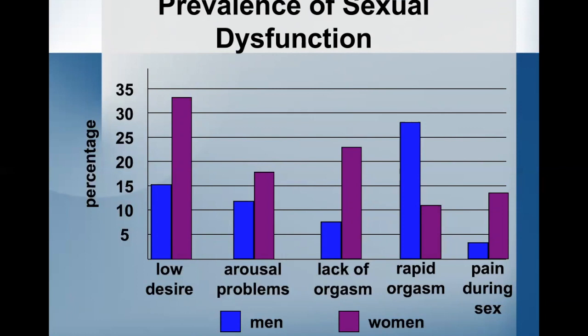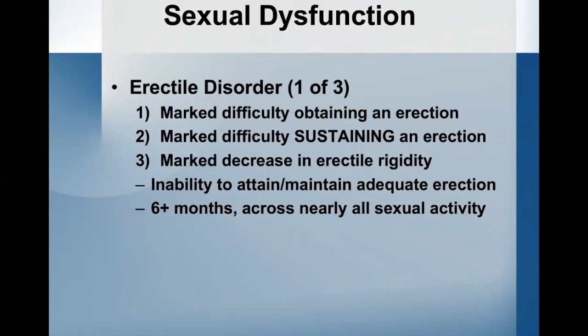The first bars are men in each category, and the second bars are women. What we can see immediately is that women have higher rates of sexual dysfunction across all categories except rapid orgasm. Men are the ones that are more likely to have rapid orgasm. Let's begin to talk about specific disorders. The first in this category is erectile disorder.